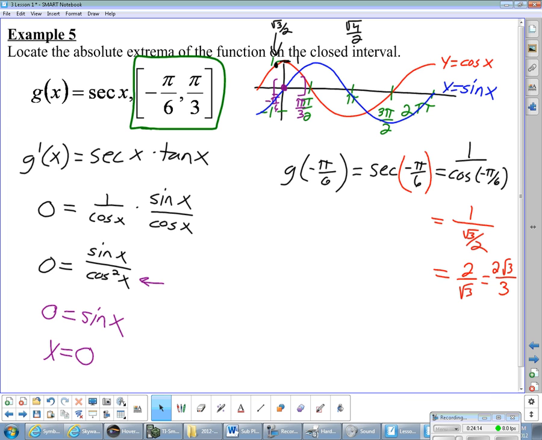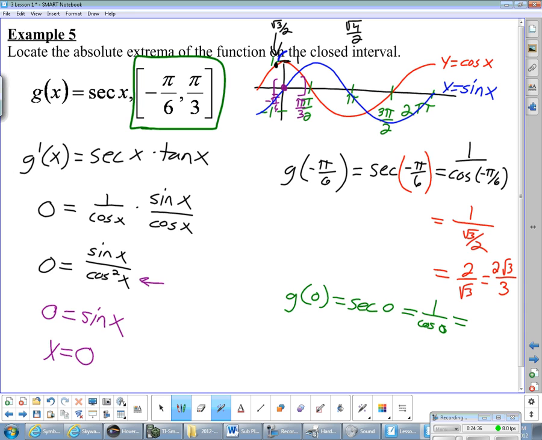So now we need to find g of 0. G of 0 is going to be the secant of 0. This one's pretty straightforward. Remember, again, it's 1 over cosine 0. And cosine of 0 and sine of 0 you probably should know again. Just kind of things you should know.